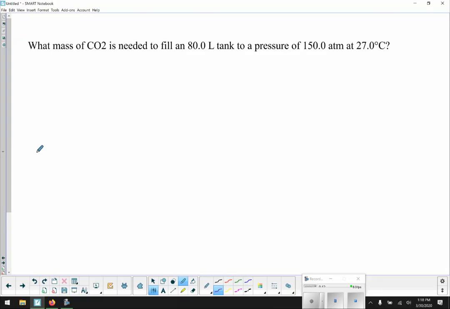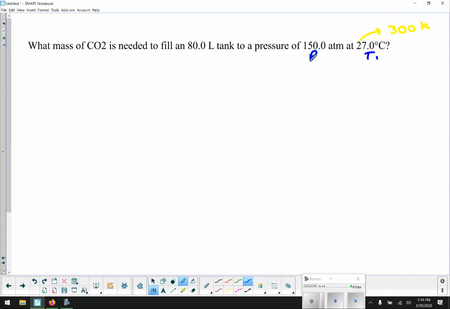So what mass of CO2 is needed to fill an 80-liter tank to a pressure of 150 atmospheres at 27 degrees Celsius? So a couple things about this. First of all, 27 degrees Celsius. We're going to change that immediately to Kelvin. So that's going to be 300 Kelvin. 27 plus 273 is 300 Kelvin. And that'll be our temperature.